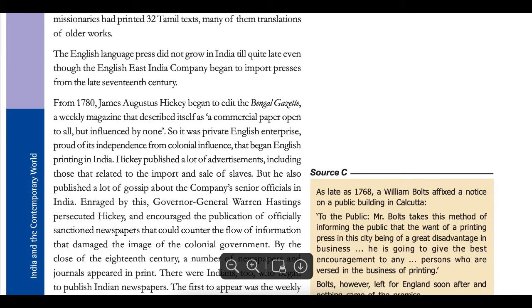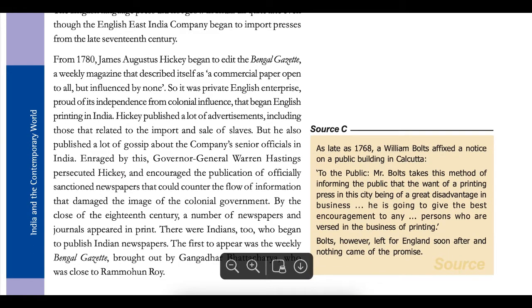The English language press did not grow in India till quite late, even though the English East India Company began to import presses from the late 17th century. From 1780, James Augustus Hickey began to edit the Bengal Gazette, a weekly magazine that described itself as a commercial paper open to all but influenced by none. So it was private English enterprise, proud of its independence from colonial influence, that began English printing in India.